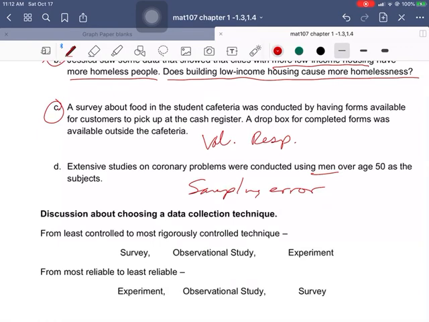Sorry for the handwriting. Discussion about choosing data collection techniques, from least controlled to most rigorously controlled. So the easiest thing to do is send out a survey. Maybe it would be a little easier to directly observe to be more accurate, right? But then to be really stringent and rigorous, you want to set up an experiment. It takes more effort to do that, but you get a more precise and reliable result. Most reliable to least reliable, right? Same, go back the other way. Okay.